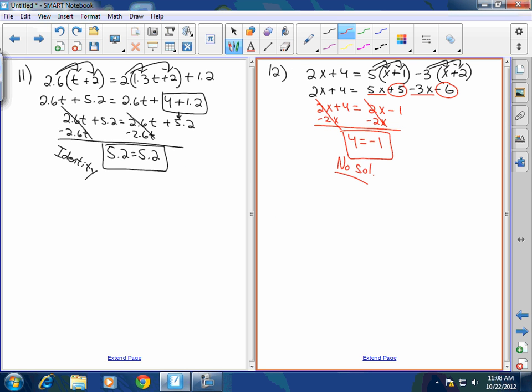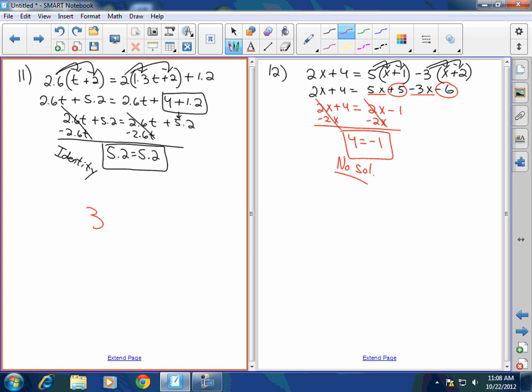What's so hard, boys? Identity? No solution. If x is gone and there's a true statement, it's identity. If the variable is gone, it's a false statement, it's no solution. If I was left with 3x equals 0, divide by 3, x equals 0. That is a solution. That is not an identity and that is not a no solution. Because x equals something. Yes, no, maybe, kind of, sort of.